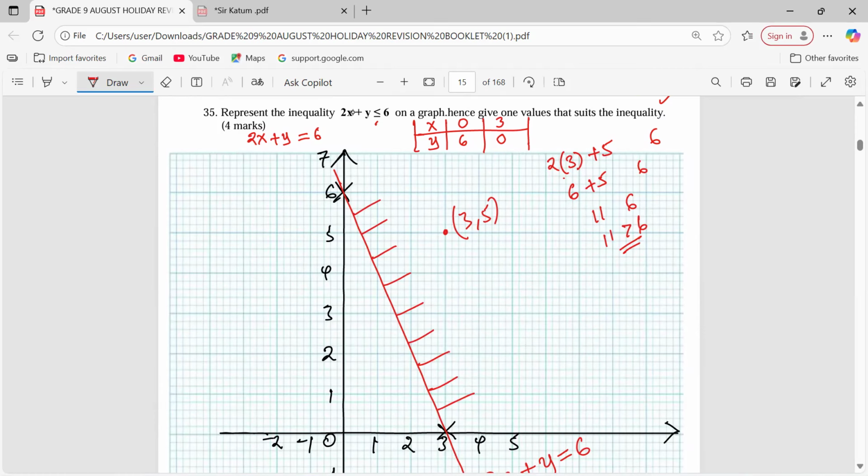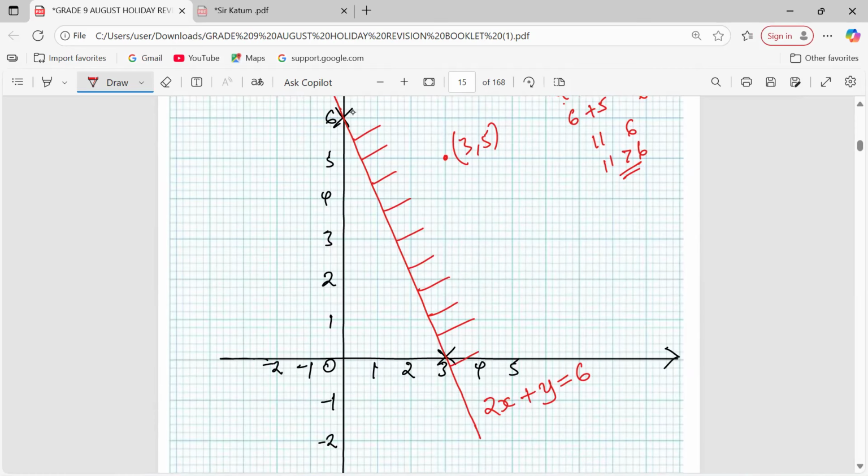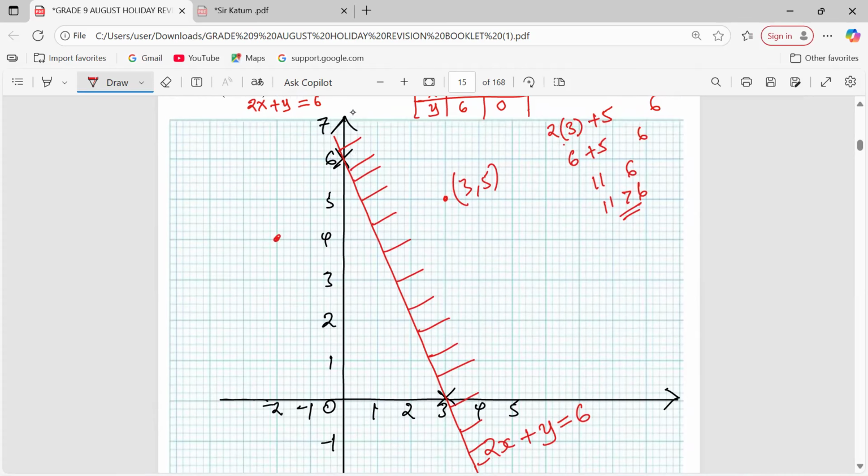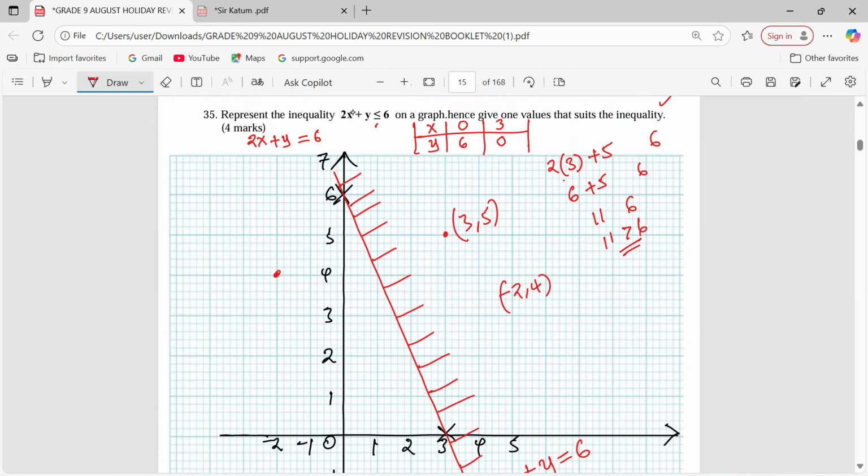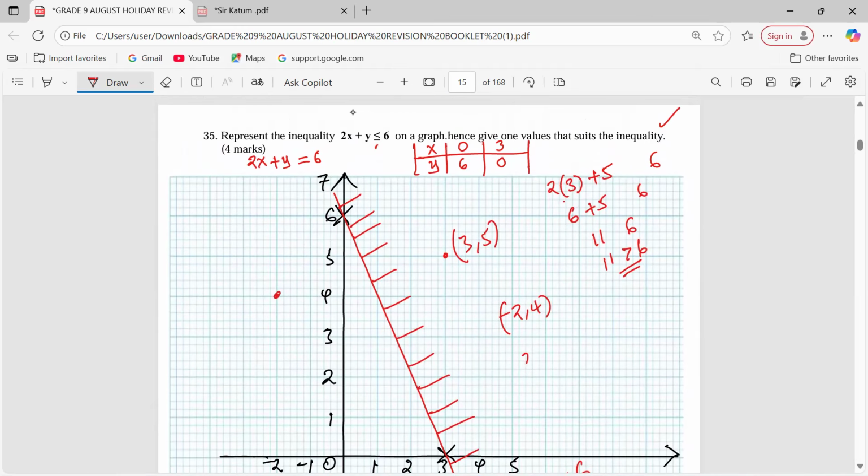We don't need this one because a point picked from that side has not satisfied the inequality. If we had picked a coordinate from this other side, say a coordinate like negative 2, 4, how will it behave substituted there? It will be 2 into negative 2 and 4. Then we have 6 here. This is negative 4 plus 4. We have 6 here. This is 0 and 6. 0 is automatically less than 6.